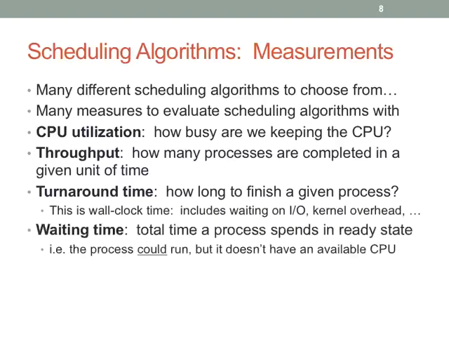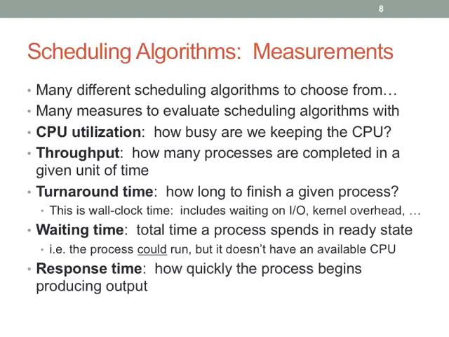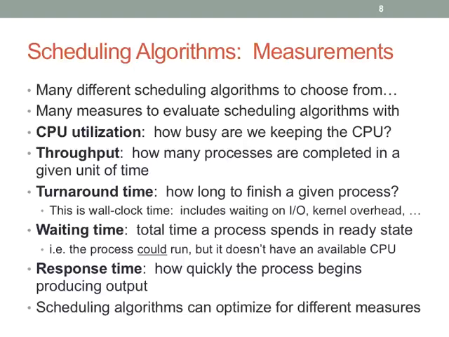How much time does a process spend in the ready queue? I.e., it could run, but it's not getting to, so it's frustrated. If it had the CPU, it could feel frustration, but it doesn't, so it just sits there. And then response time. How quickly does the process begin producing output? Sometimes you see that as a goal, but not always. So you can imagine that of all of these various measures, we could try to optimize for any number of them. Maybe just one, maybe a bunch. So scheduling algorithms, there are many different scheduling algorithms that you could look at.